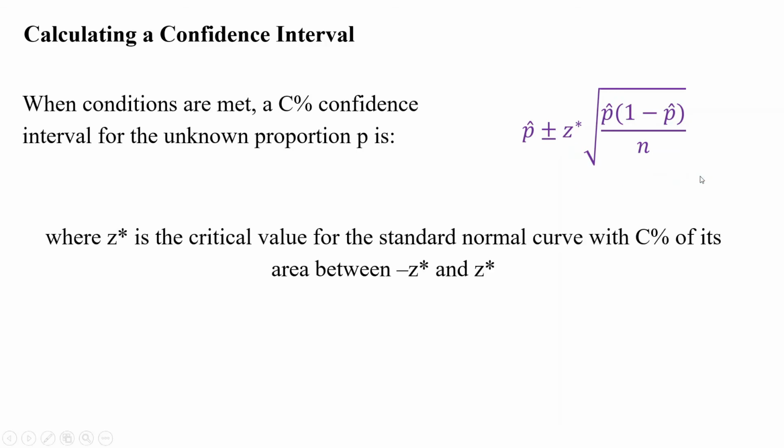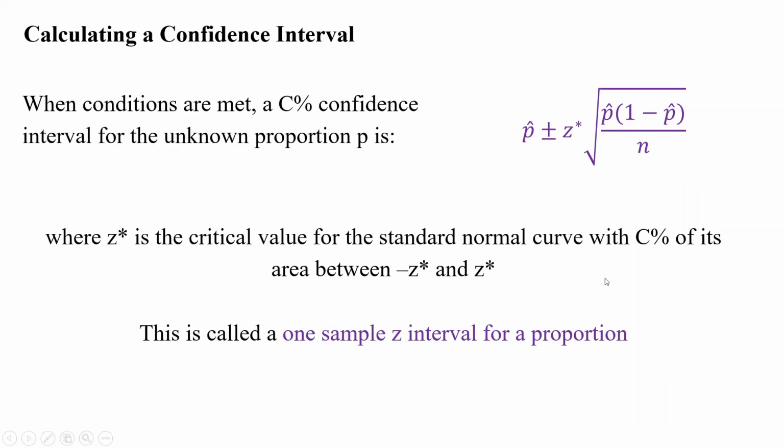Z star is that critical value for the standard normal curve with C% of its area between negative z star and positive z star. Notice the formula always uses the positive version because we're doing the plus or minus. So whether we use positive or negative, it really doesn't matter because we're going up and down the same amount. So z star represents how many standard deviations above and below we want to go to be C% confident. This is the number of standard deviations, and then this is the actual standard deviation, the actual unit based on our sample data.